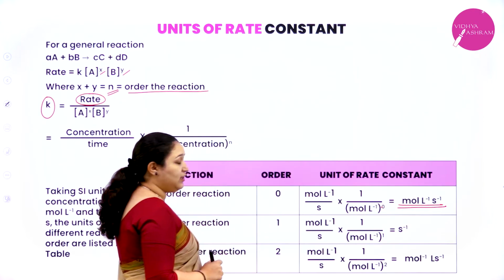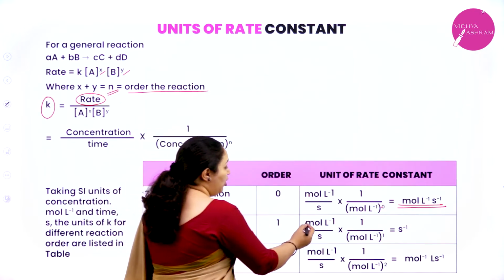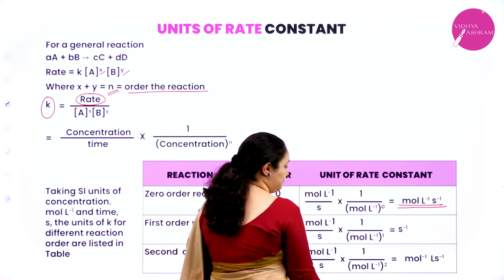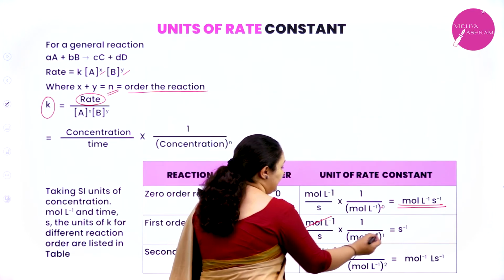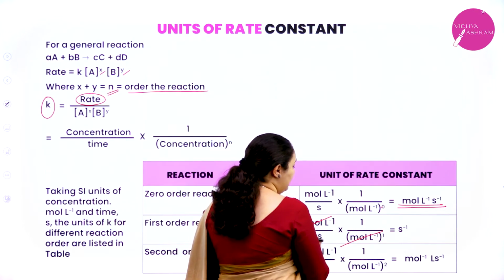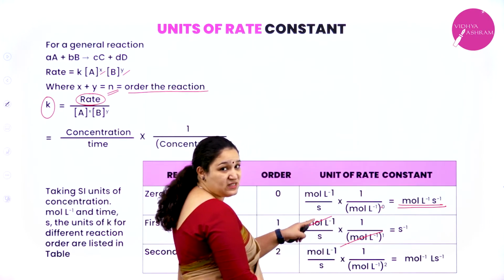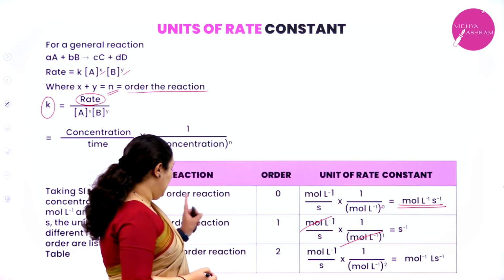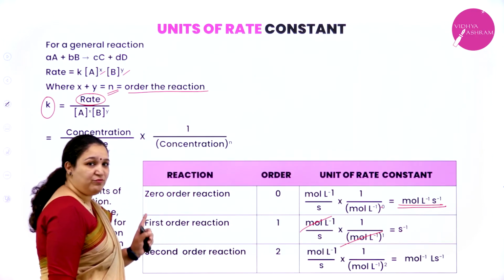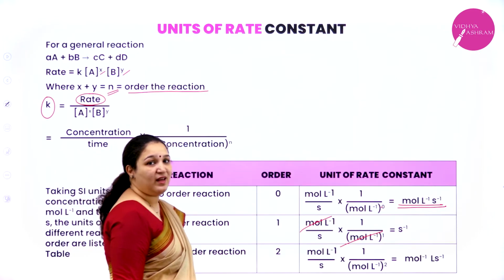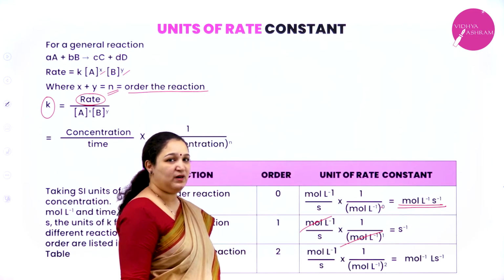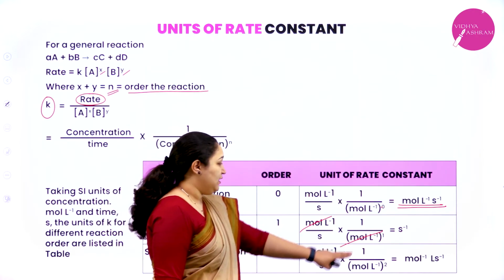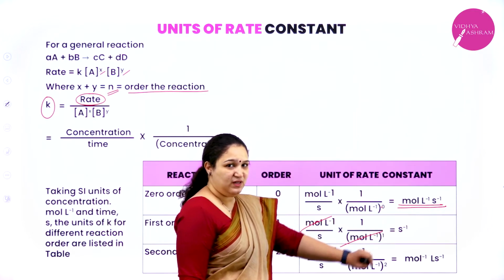Same way for first order reaction we will write mole per liter per second into 1 by mole per liter to the power 1. So what happens here is mole per liter and mole per liter gets cancelled, and what will remain? Only seconds, that is division. So it is per second when I take it to the numerator. Correct? No? So the unit of first order reaction rate constant is per second or per time. If it is in minutes, it can be per minute. If it is in hour, it is per hour. Okay. So here you have taken in seconds, that's why it is per second.